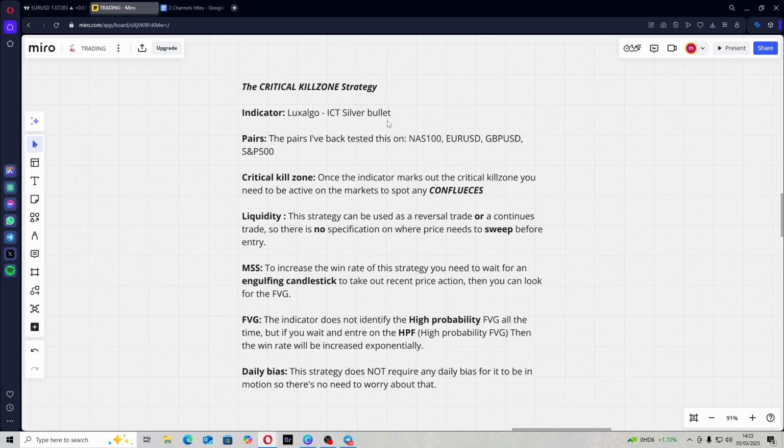So you can see from here, we're going to be using the Lux Algo ICT Silver Bullet Indicator, right? After that, these are the pairs that I've backtested this on: NASDAQ 100, EUR/USD, GBP/USD, S&P 500, okay? So let's get straight into it.